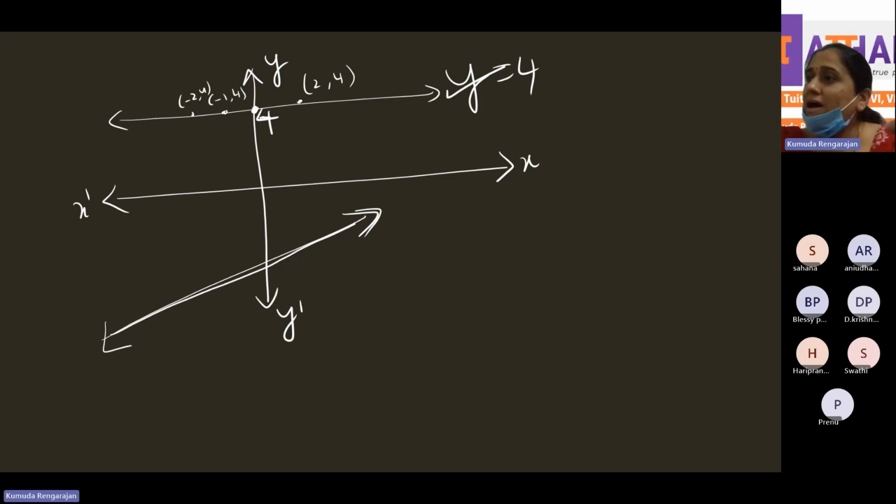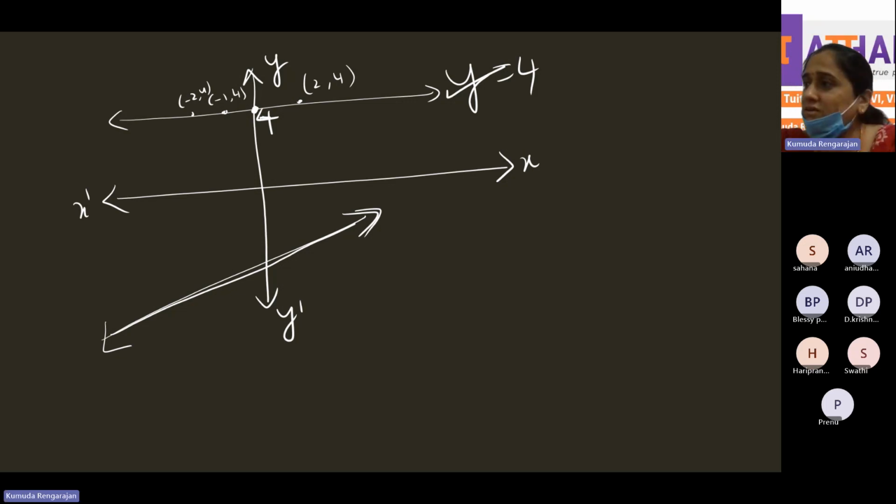So when a line is parallel to the x-axis or the y-axis, simply take 2 or 3 points on that straight line. Either the x-coordinate will be a constant or the y-coordinate will be a constant. Something will be fixed. The other one will keep changing. Now don't ask me if both are fixed. No, it won't be like that. One will be fixed, the other will change.